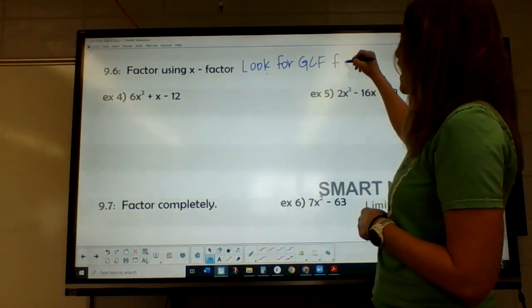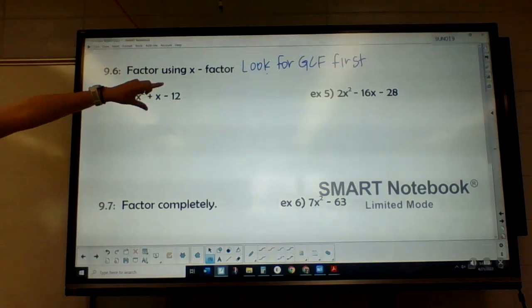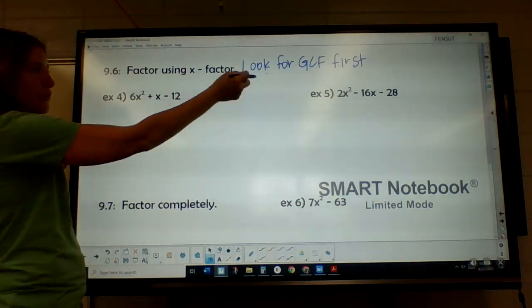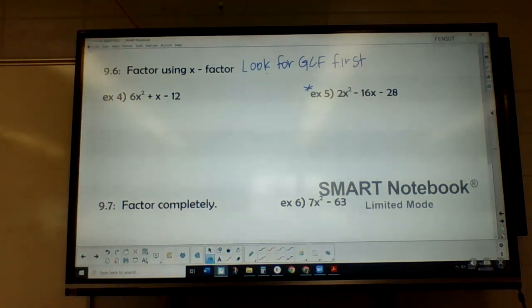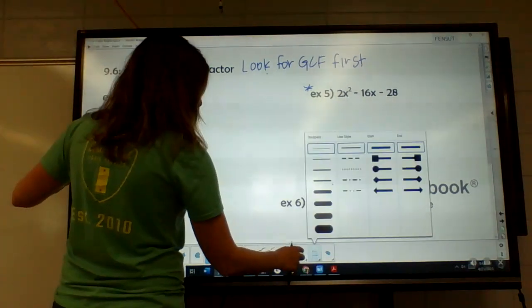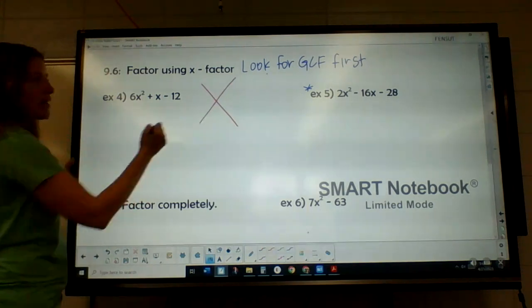So if you guys are working ahead of me, I just want to tell you to be careful. Number 5, you should always look for a GCF first, but this one has a GCF. And taking that out first will save you a ton of time and extra issues and potential for mistakes. So you should always do that, but number 5, there actually is one. Now number 4, there's not one. 6, 1, and 12 don't have a common factor. So this one we do have to do the X factor for.